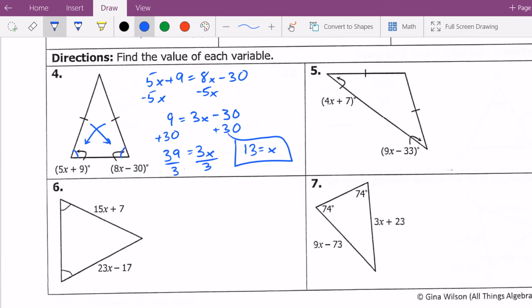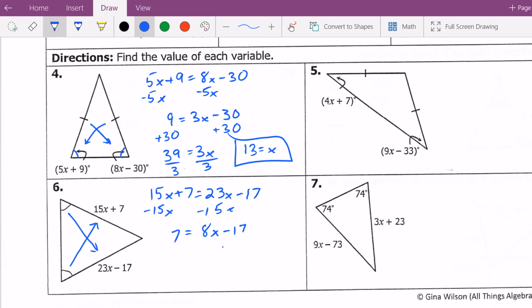On number 6, we have these two angles being congruent, which would mean that the sides across are congruent. So we can set these equal. 15x plus 7 equals 23x minus 17. Subtract 15x from both sides. Ends up giving me 7 equals 8x minus 17.